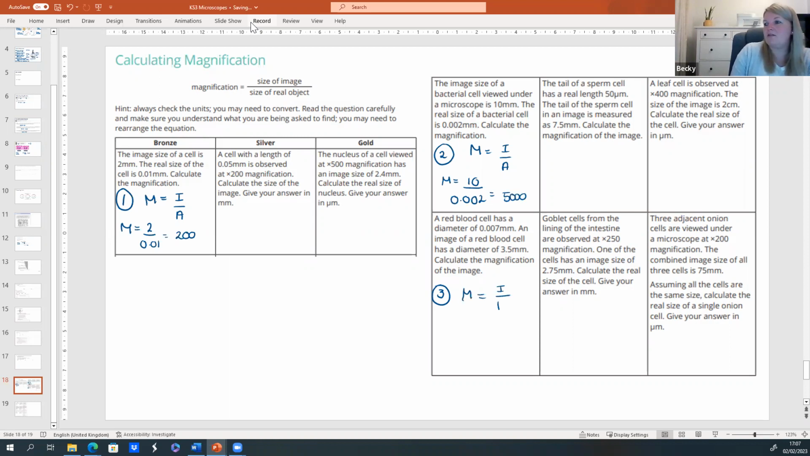Magnification, image over actual. Okay, so this one was a little bit sneaky because it's been giving you the numbers the other way around. So this one says a red blood cell has a diameter of 0.007. So that's real. And an image is 3.5. A bit sneaky, that one. It told you the numbers the other way around. That's why I say always pick them out, pull them out of the question. And that is 5,000 times bigger. Awesome.